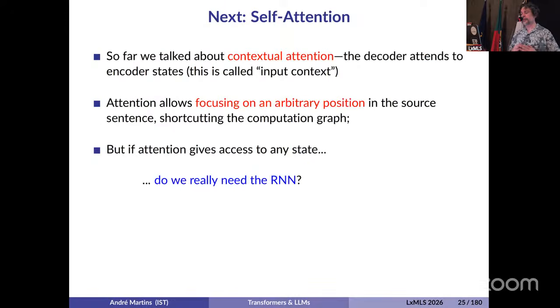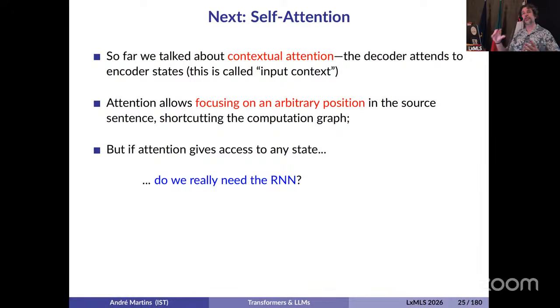So far we talked about attention with RNNs, and this attention is what is called contextual attention, because the decoder state is attending to the encoder states, which you can think of as part of the context. But we can also do something called self-attention, which is going to start getting closer and closer to transformers. One interesting point about attention that explains why it works so well is that it allows focusing on arbitrary positions in the source sentence.